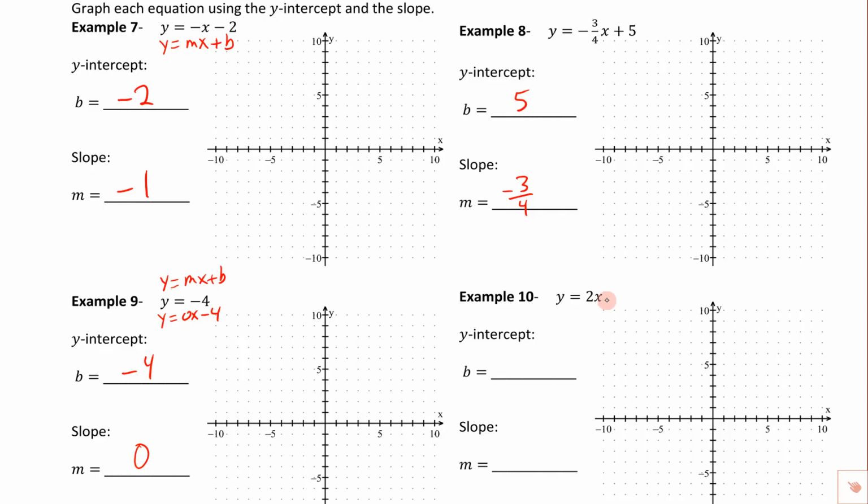And then on this one, you'll notice that the y-intercept is missing. There's no constant term on here. There's just the coefficient. So that means that the y-intercept would be 0 and the slope would be 2.